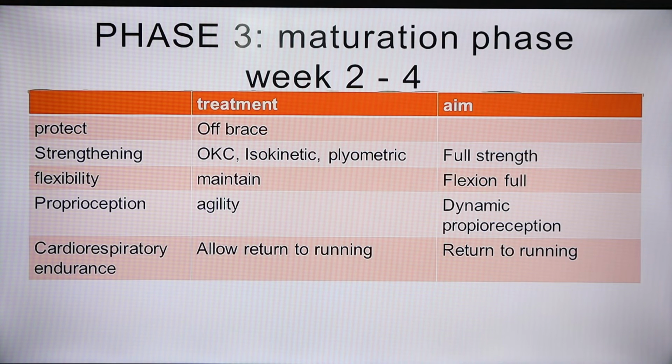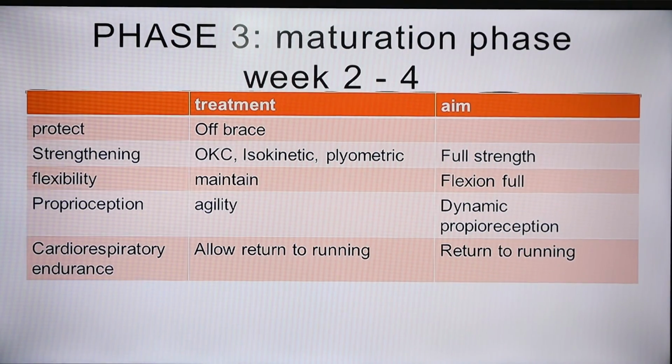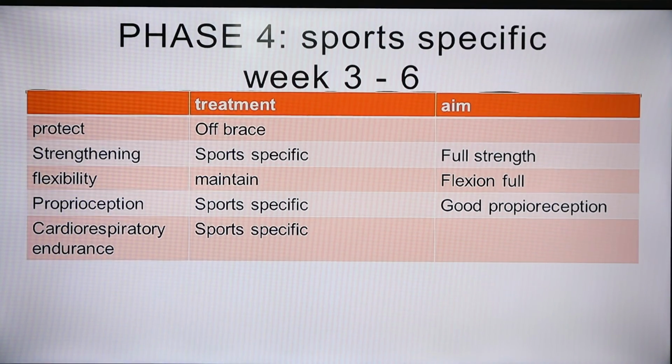In phase 3, the maturation phase, we try to take off the brace and we progress the strengthening using as early as 3 weeks. In phase 4, the brace is off already and we start sport specific and return to play. So the RTP for mild MCL tear is around 3 to 6 weeks.